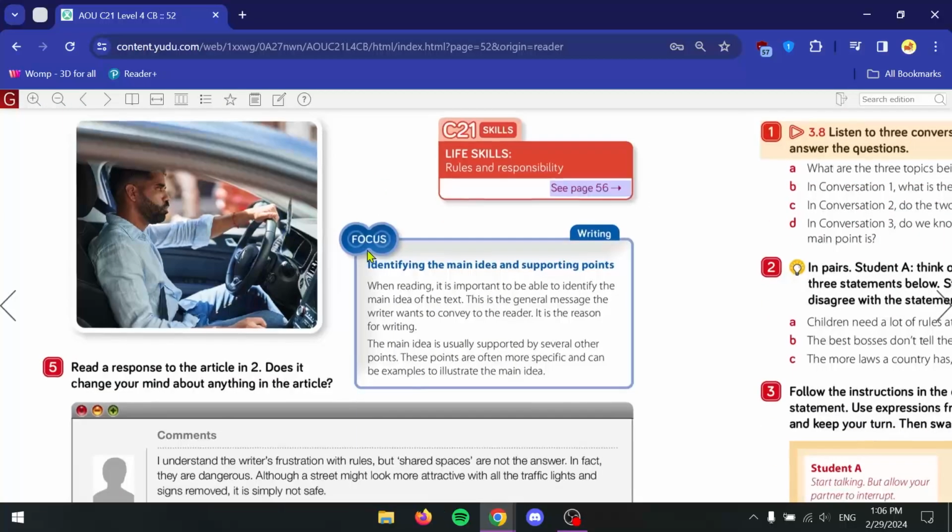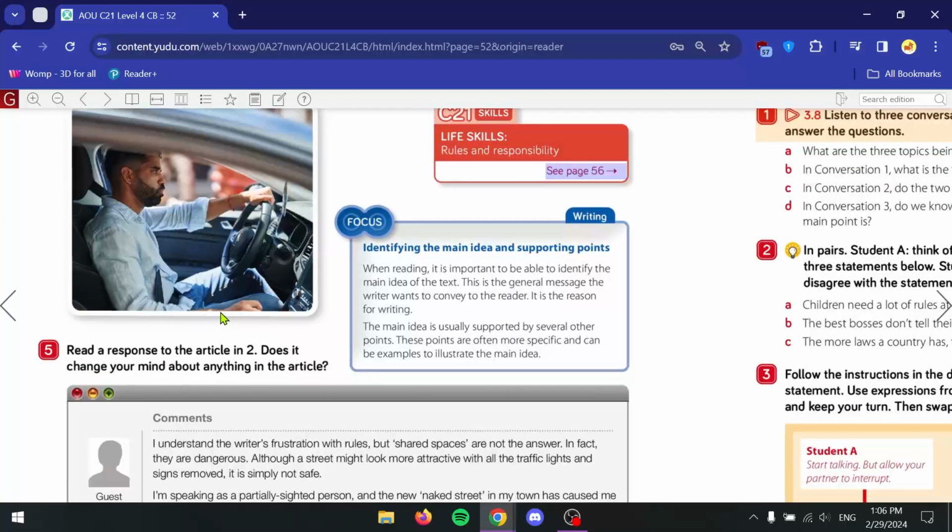Let's take a look at the focus here, writing. Identifying the main idea and supporting points. When reading, it is important to be able to identify the main idea of the text. This is the general message the writer wants to convey to the reader. It is the reason for writing.